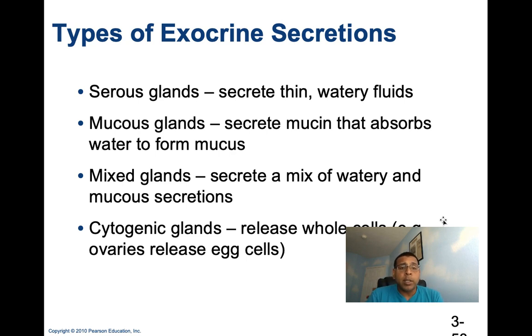So types of exocrine secretions: serous glands secrete thin watery fluids. Mucus glands secrete mucus that absorbs water to form mucus, basically. Mixed glands secrete a mix of watery and mucus secretions. And cytogenic glands release whole cells. An example is ovaries releasing the cells.